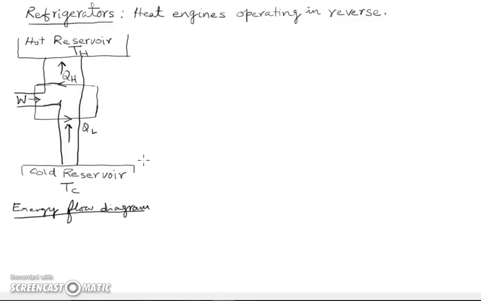In this lecture, we'll talk about refrigerators. Earlier, we have talked about heat engines. So a refrigerator can be seen as a heat engine operating in reverse. Here is the schematic energy flow diagram of a refrigerator. So just like a heat engine, you have a hot reservoir. This is your cold reservoir at temperature Tc, and the hot reservoir at temperature Th.